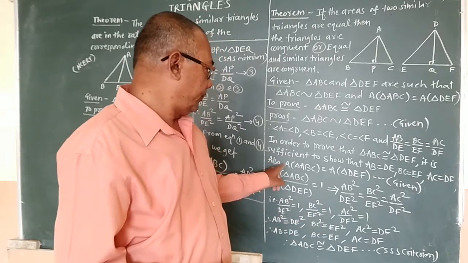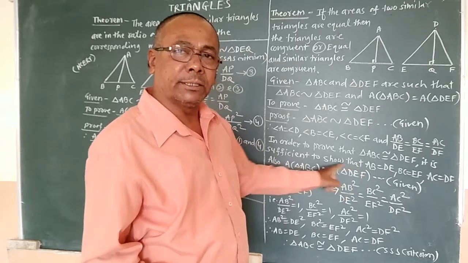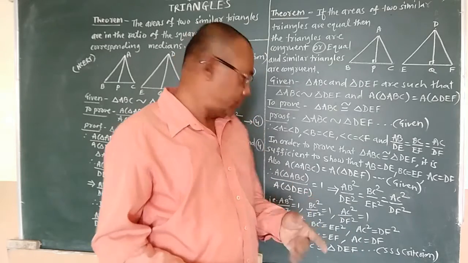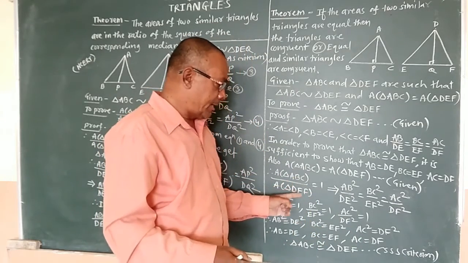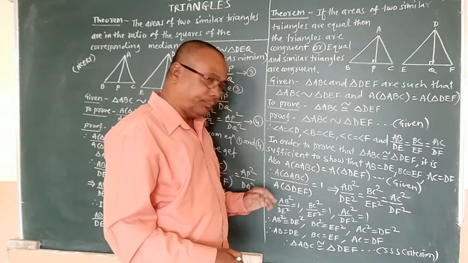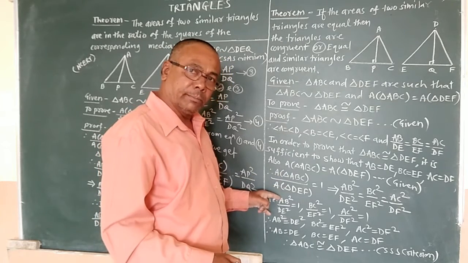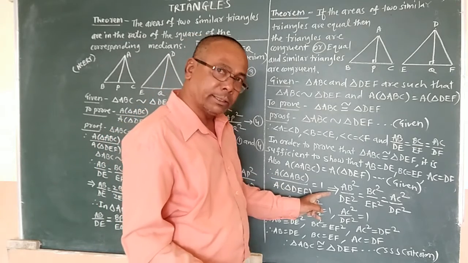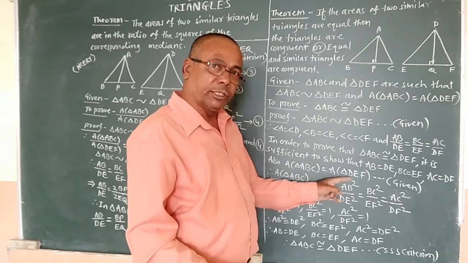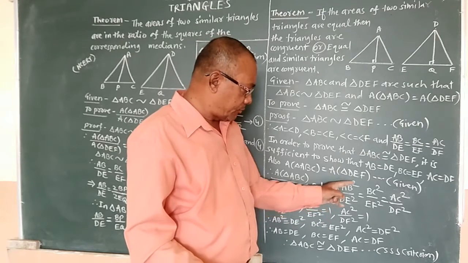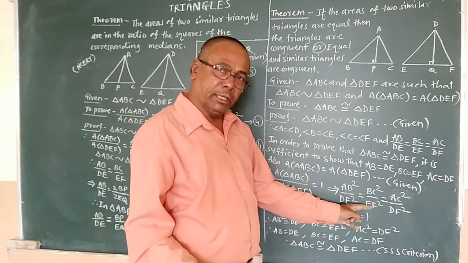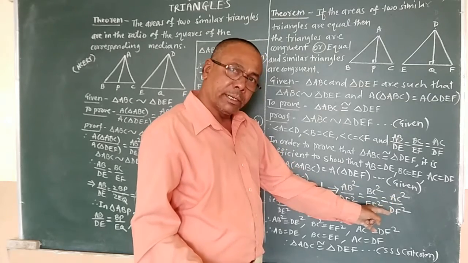Now, here it is given that the area of both the triangles is equal. If we take the ratio, that is area triangle ABC upon area triangle DEF, then its value is 1, meaning the ratio is 1. Now, we know that if two triangles are similar, then the ratio of the areas of the two similar triangles is equal to the ratio of the squares of the corresponding sides. Meaning AB square upon DE square is equal to BC square upon EF square is equal to AC square upon DF square.